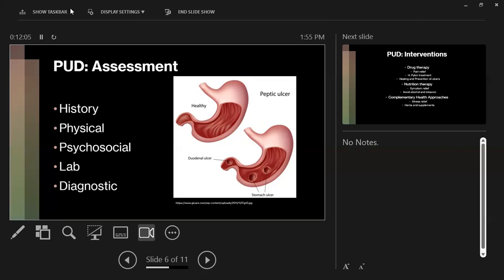For diagnostic assessments, the EGD is the most accurate assessment. It allows for visualization of the ulcers, and then also it allows for biopsy of that area to be taken to further assess for risk factors such as H. pylori. Also, there are nuclear scans to assess for bleeding. Patients are injected with contrast and they're able to use the nuclear imaging to assess if there is a bleeding ulcer present.